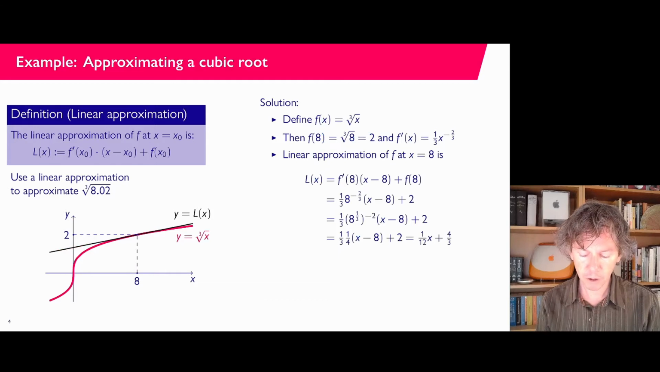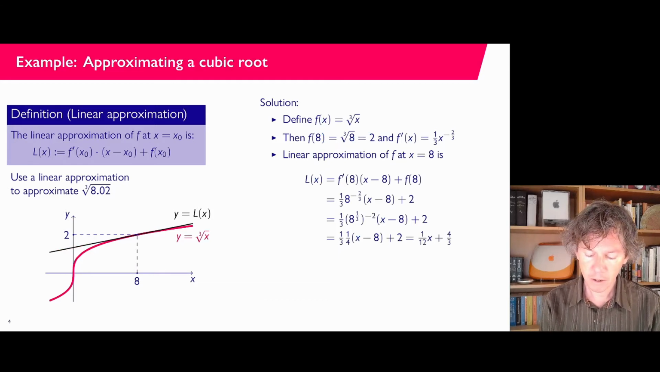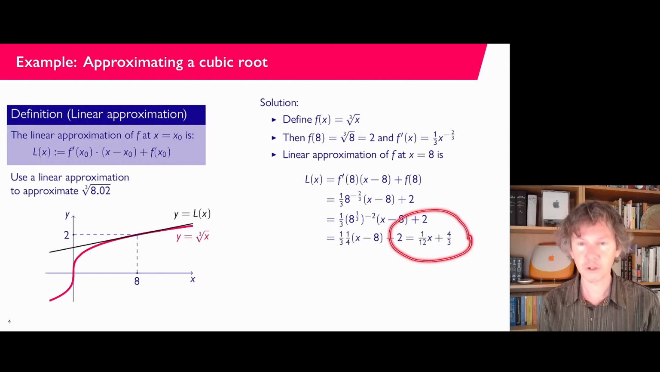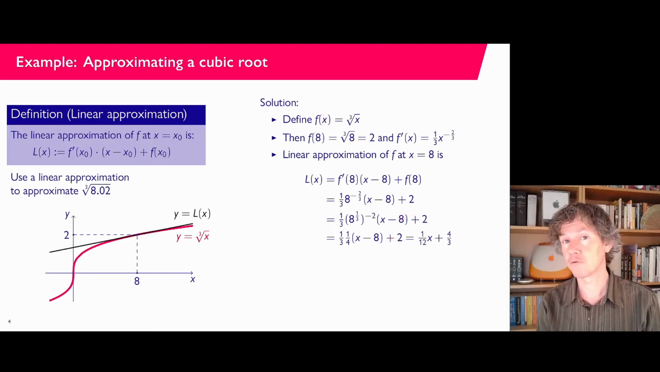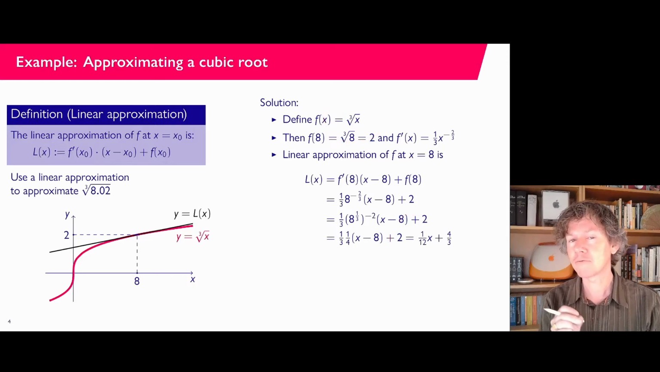So let's use that. The linear approximation of f at x equals 8 is L(x), and I just use the formula, so f prime at 8, so this function evaluated for x equals 8, times x minus 8, plus f(8), and f(8) equals 2. Now, if you do the simplification here, then you find that it is 1 over 12 times x plus 4 over 3. So this is a lot easier than computing the cubic root, if you would, for instance, have to do it by hand.